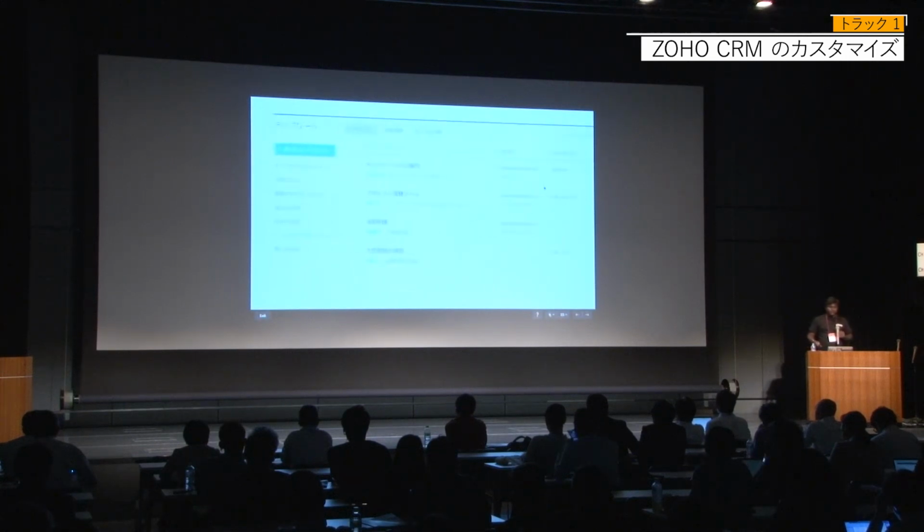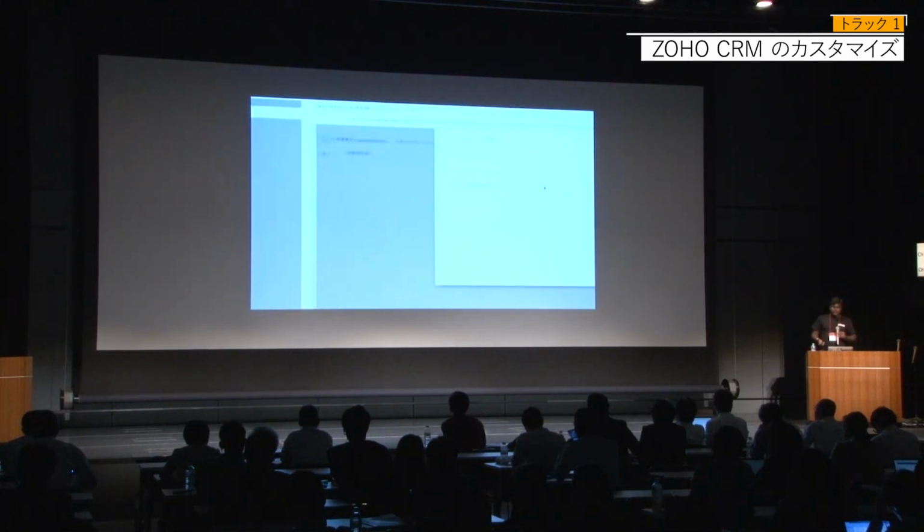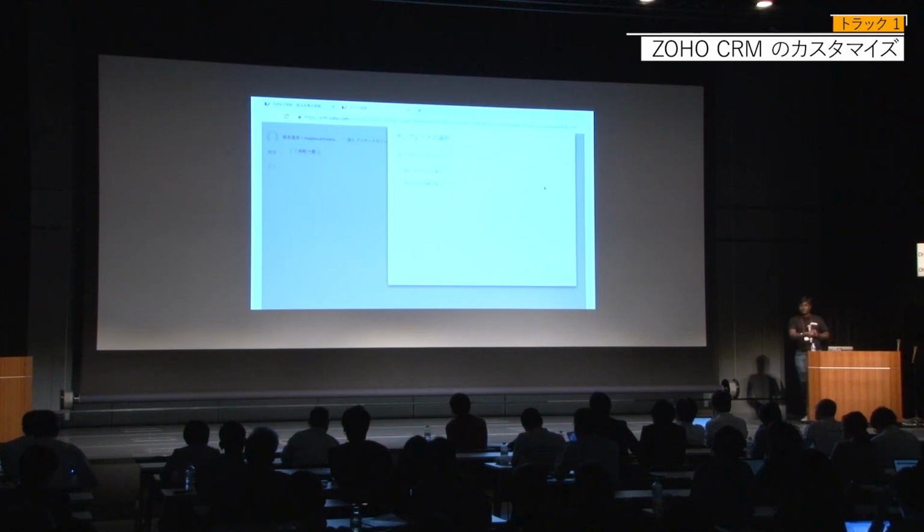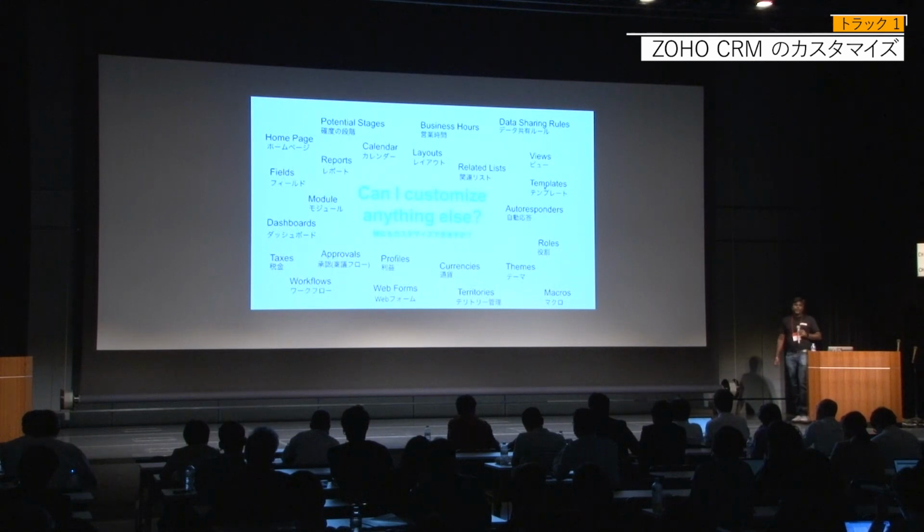So that's with the templates. This is how the templates are going to be, and when you're sending the emails to your leads or contacts, this is how the templates will be listed. So what else can I customize?